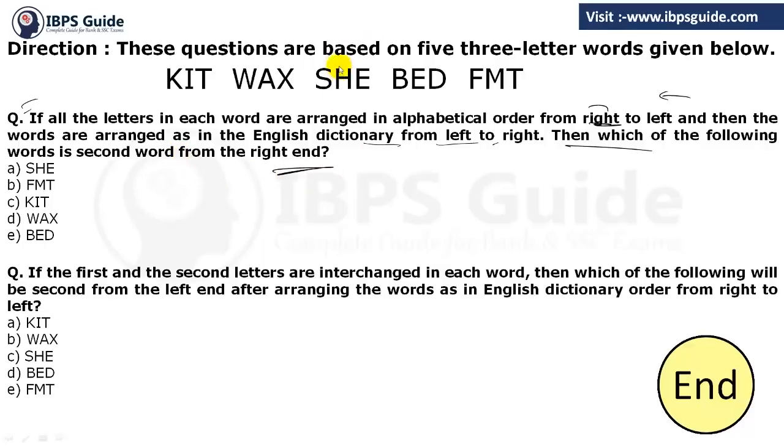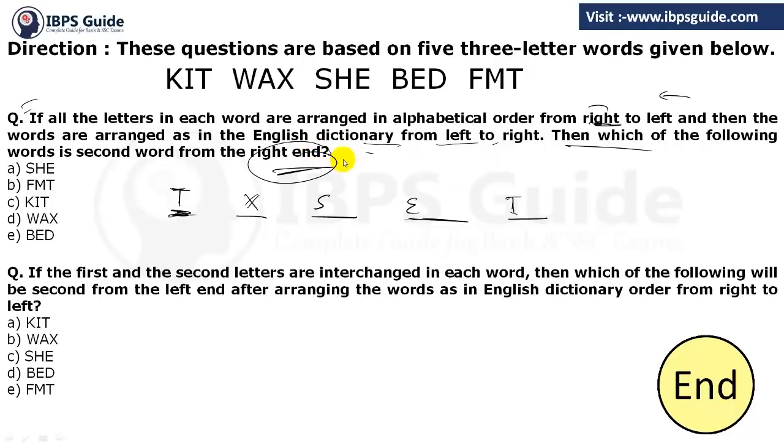Now see, first of all you have to arrange the letters in alphabetical order from right to left. So if you arrange from right to left, the first alphabet will have the highest place value on the left. In KIT, the highest is T. In this one we have X. In this one we have S. In this one we have E. And in this one we have T. Clear or not? Clear?